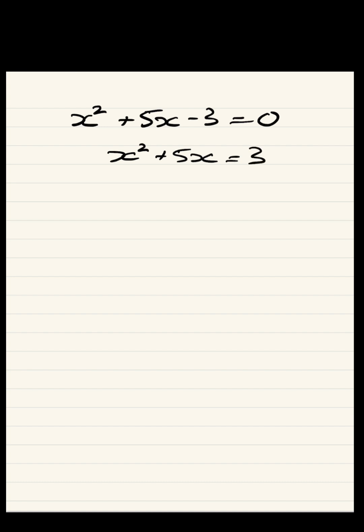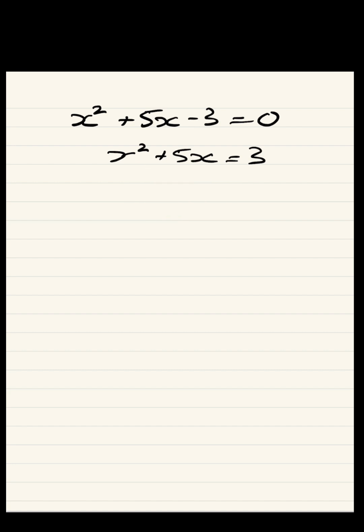Okay, and now I'm going to do exactly as I've done before. I'm going to half the coefficient of x, the multiplier in front of x. So I'm going to put that into a bracket, and I'm just going to leave it in its fraction form like that. Oh, I apologise. I've missed a step, haven't I?